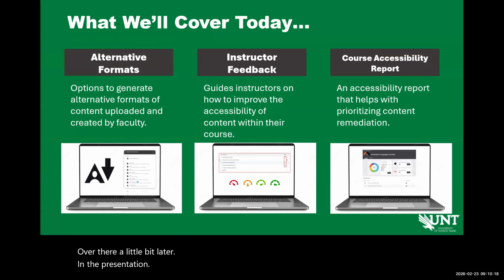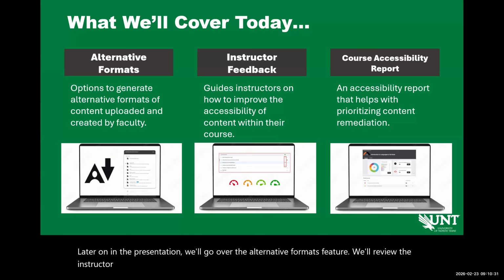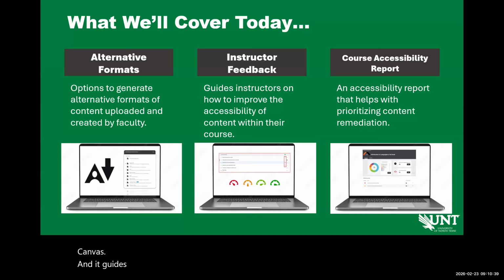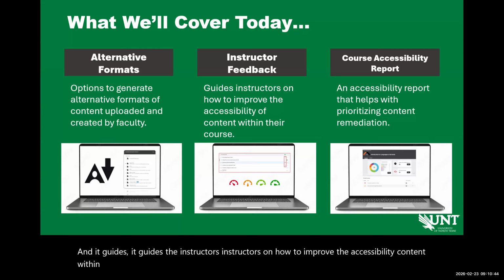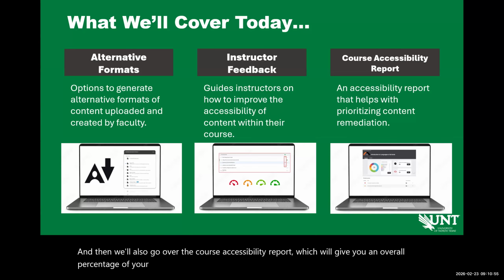So there are three key features that we'll go over. The first one, well, later on in the presentation, we'll go over the alternative formats feature. We'll review the instructor feedback feature, which I'll have you open up on your own if you have access to Canvas. It guides the instructors on how to improve the accessibility of content within their course. And then we'll also go over the course accessibility report, which will give you an overall percentage of your course's content accessibility rating.